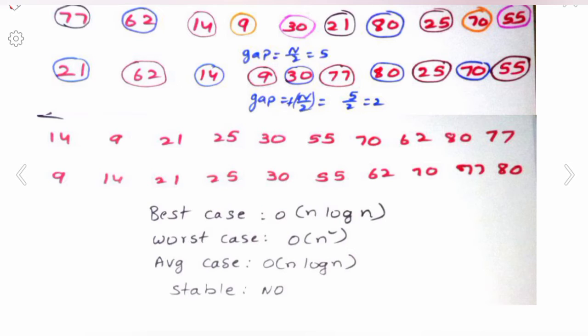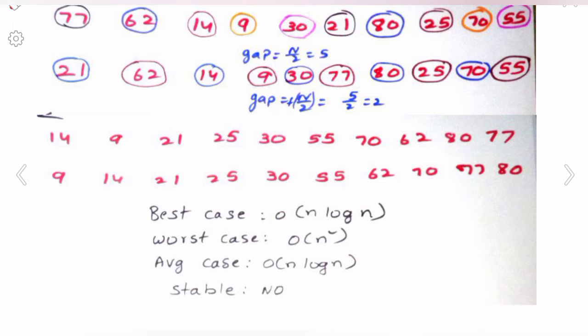So floor of 2.5, right? 5 by 2 means 2.5, so floor of 2.5 is 2. So we are going to compare and swap the elements with the gap 2. So 21, 1, 2, 14. We have to compare the elements with the gap 2. So 21, 14, 30, 80 and 70 is one gap. Another gap is 62, 9, 77, 25 and 55. So the first order is 21, 14, 30, 80 and 70.